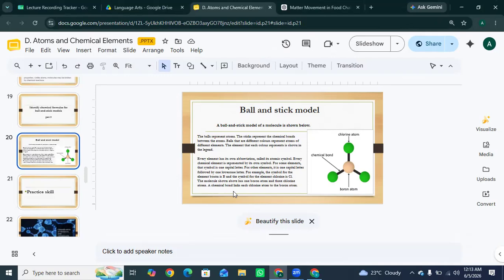So basically, we're saying that every element has a one or two letter nickname, which you can call the atomic symbol, like B for boron and Cl for chlorine. Okay, look at this picture. The picture shows a molecule made of one boron atom bonded to three chlorine atoms.